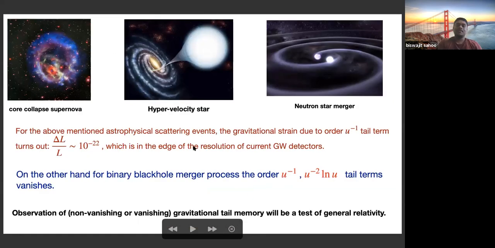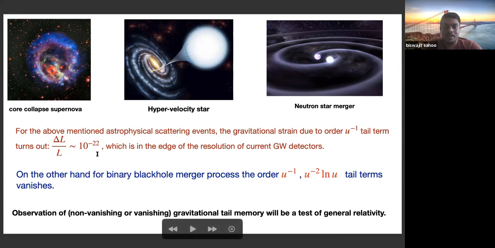And I just want to mention what Prahar was asking, whether this memory can be observable or not. For some kinds of observations, like core collapse supernova, hypervelocity stars, neutron star merger, all these processes, taking data, we try to evaluate what will be the change of the detector position with respect to the original position, which is known as the gravitational shear. That turns out to be of the order of 10 to the power minus 22, which is in the range of the current LIGO detector resolution. So in principle, those could be observed. So we are hoping to observe.